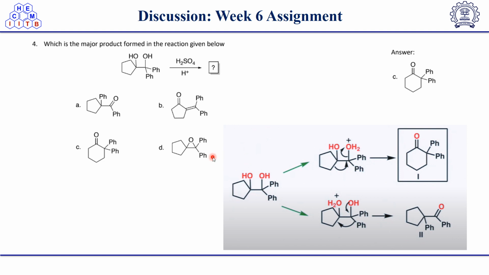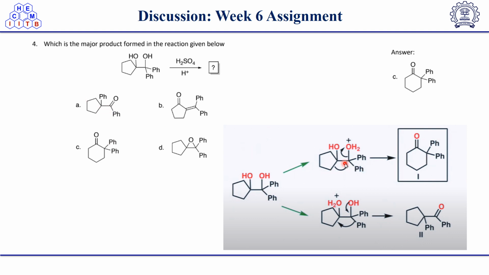If it is getting protonated at this corresponding hydroxyl group here, then this H2O will eliminate and the positive charge will be on this carbon atom, and then the phenyl group will be migrating to form this compound. So, as we said, this option C is our major product rather than option A.